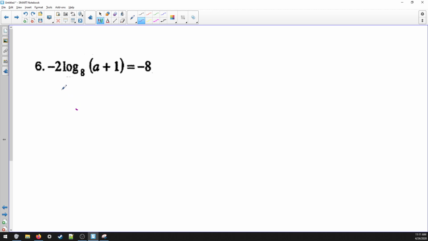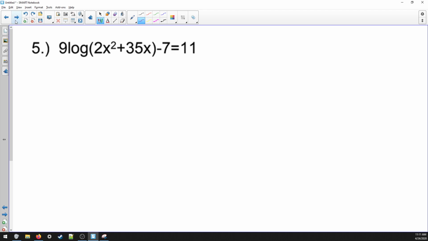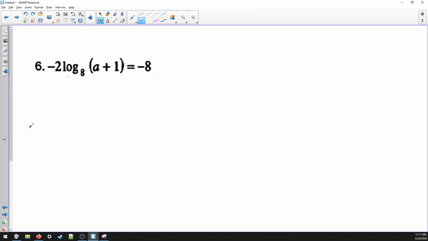Okay, so let's talk about a couple log problems. I got problem number 6 from the Check for Understanding, which somebody had asked about, and then this is problem number 5 from the homework that's due today, which I can go over as well. So let's start off with this one. I think this is a little simpler.